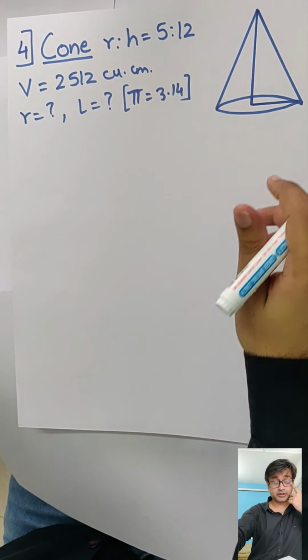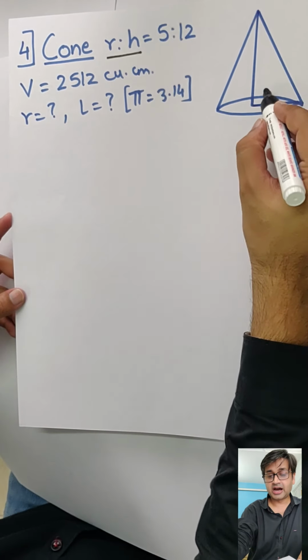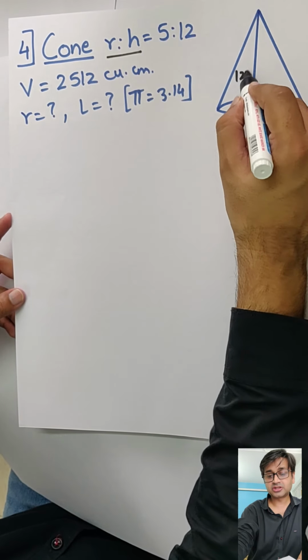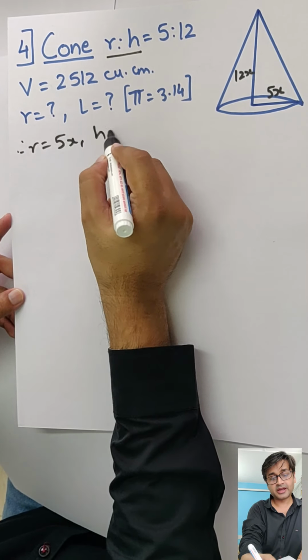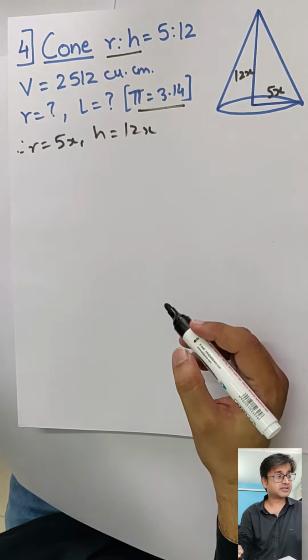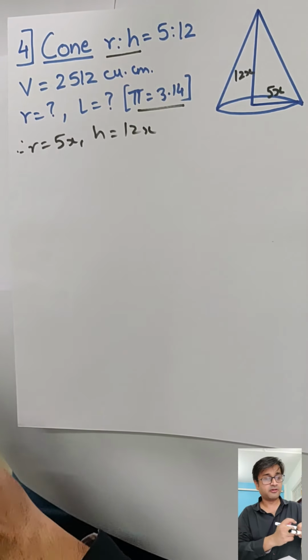This exercise is practically not that difficult. Here they've given you the ratio. So we will take r as 5x and height as 12x. Alright. So you'll say therefore r is 5x and height is 12x. Pi is given to you. Remember that you're going to take the value for pi as 3.14.